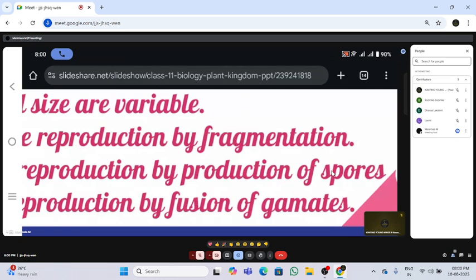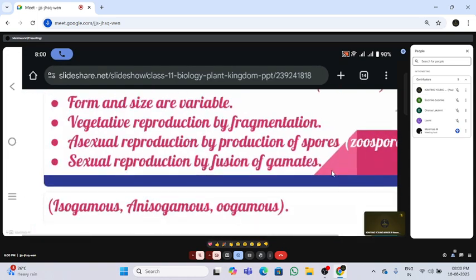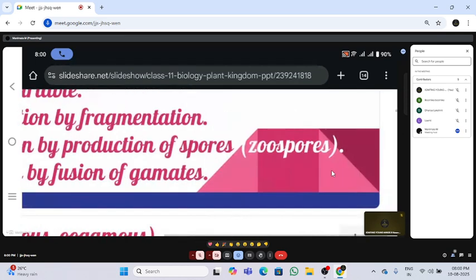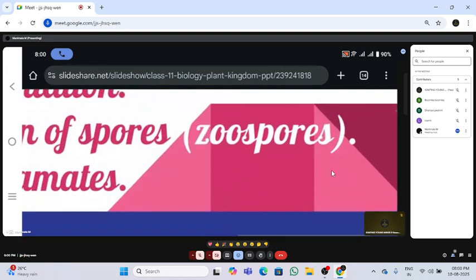And reproduction by isogamous, anisogamous, oogamous. And spore formation, asexual reproduction by spore formation. What is spore formation? Zoospores. What is the type of spores? Zoospores. What is the characteristic of zoospores? Motile, with flagella, ma'am. Very good.